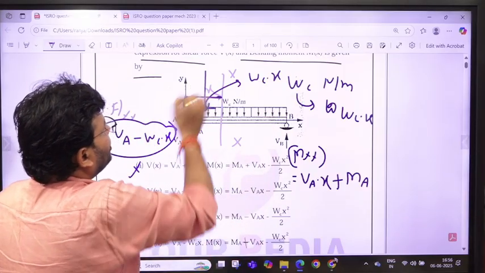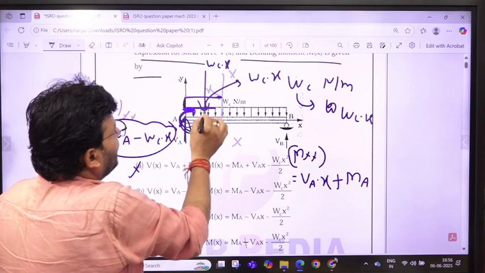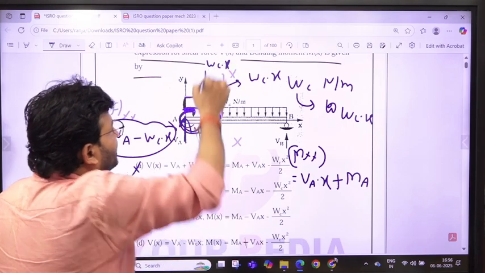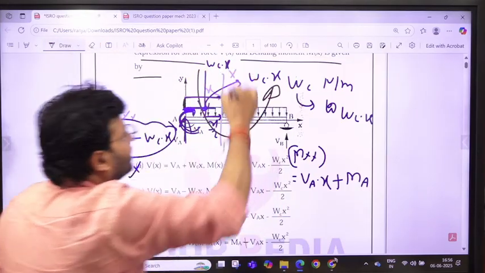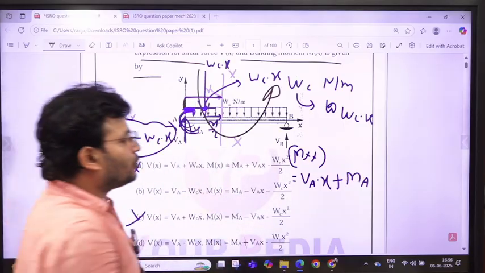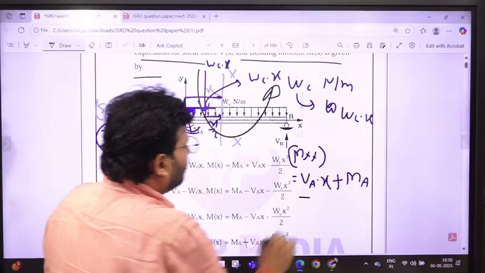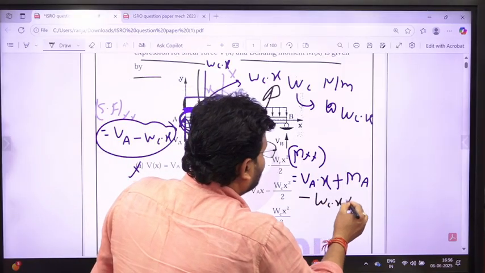It will be at the center, sir. So WC into x, and that distance will be x by 2. But the forces will try to rotate clockwise or anti-clockwise. That force will try to rotate in the anti-clockwise direction. Moving left to right, it will be negative. So simply we can say, sir, it will be WC into x by 2.